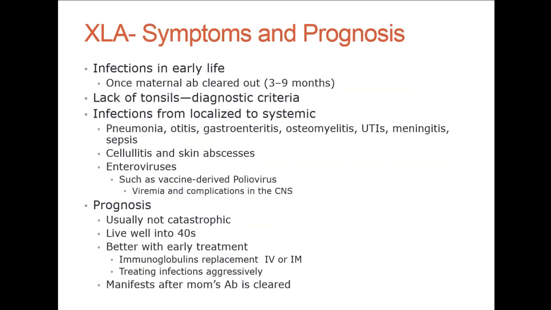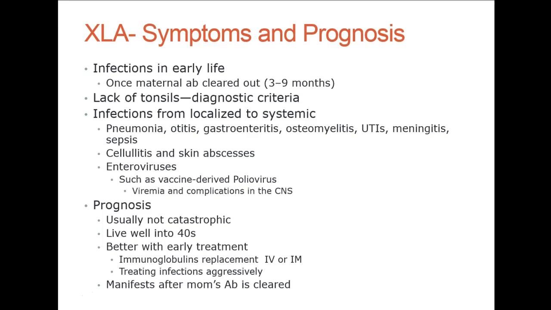A lot of infections early in life. Once the mom either stops breastfeeding or those maternal antibodies are cleared out around 3 to 9 months, that's when we start seeing the infections start to creep in. They're going to have a lack of tonsils. So the doctor's going to notice that too, like, why is this child sick but doesn't have any tonsils? Usually they're localized, but they could be as big as systemic infections.